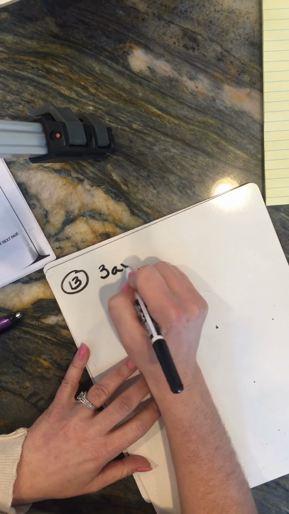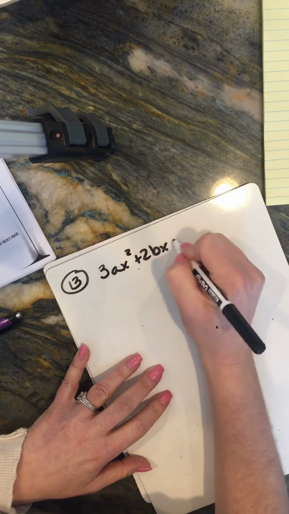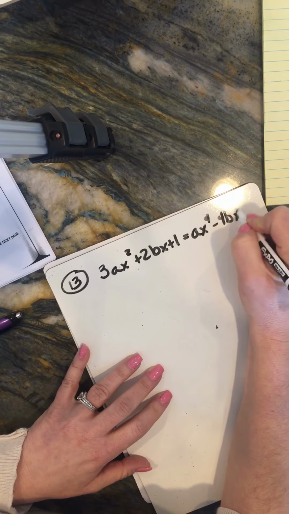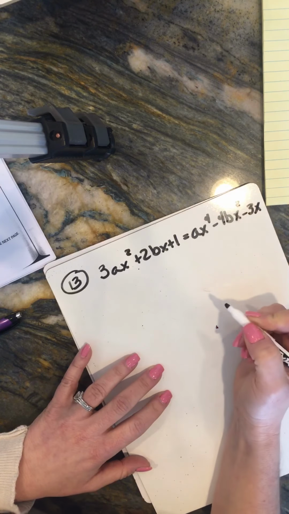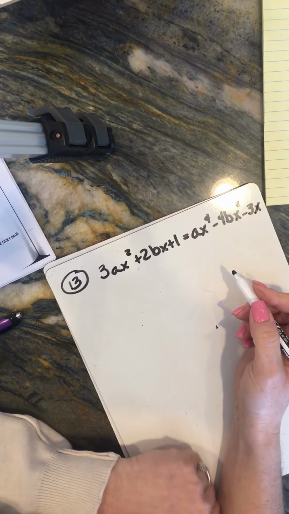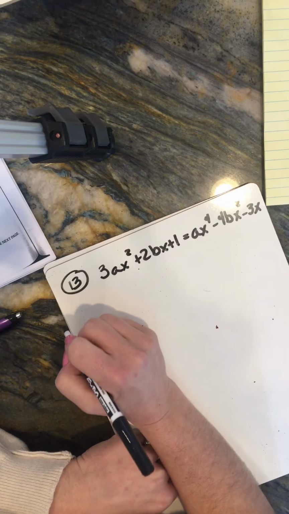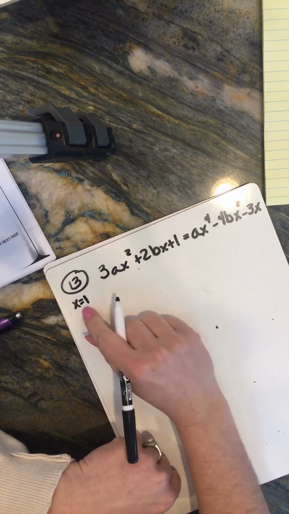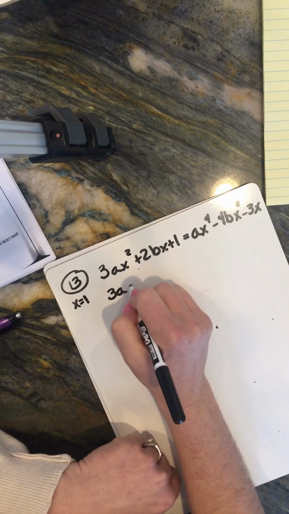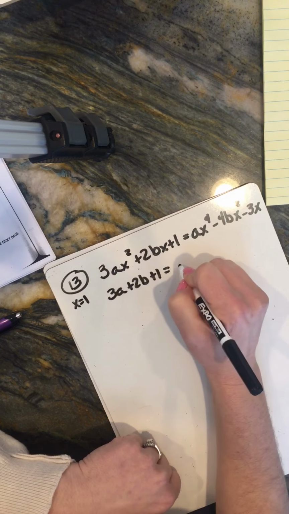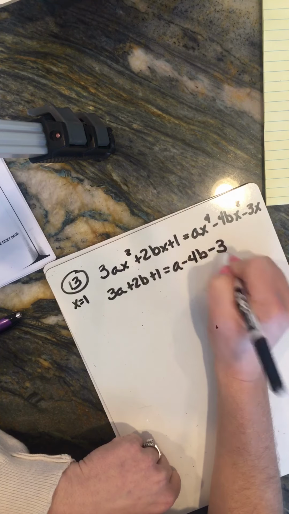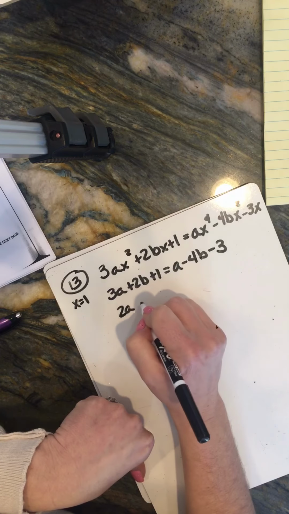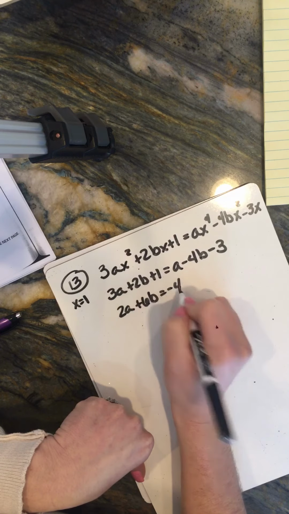So we've got 3ax squared plus 2bx plus 1 equals ax to the fourth minus 4bx squared minus 3x. And you set them equal to each other. And then they tell you find the values for the numbers you're looking for, solving for b, but you're at x equals 1. So you can substitute 1 in for all of your x's. So that'll give you 3a plus 2b plus 1 equals a minus 4b minus 3. And then combining like terms, you've got 2a plus 6b equals negative 4.